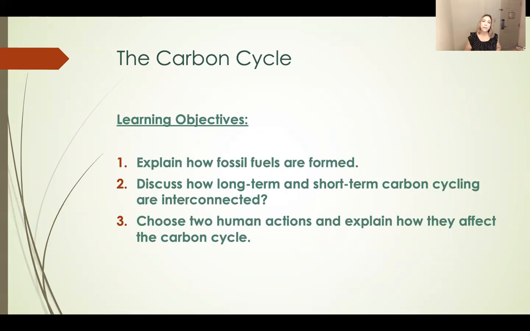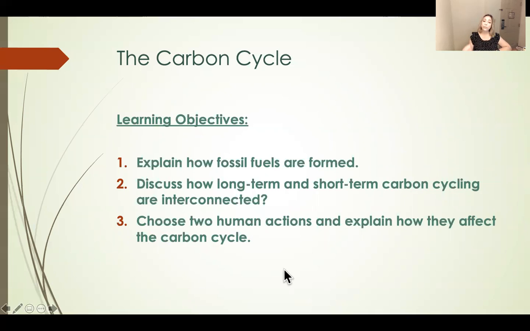Long-term and short-term carbon cycling. Short-term refers to carbon dioxide entering autotrophs during photosynthesis. Organisms eat plants, so the carbon passes into their body, right? And then some CO2 enters the atmosphere through respiration. Long-term cycling refers to geologic processes like the formation of fossil fuels and also the storage of carbon dioxide in the ocean.